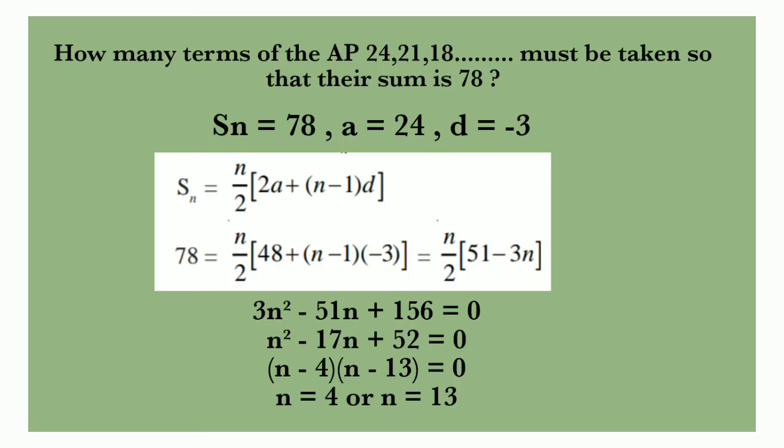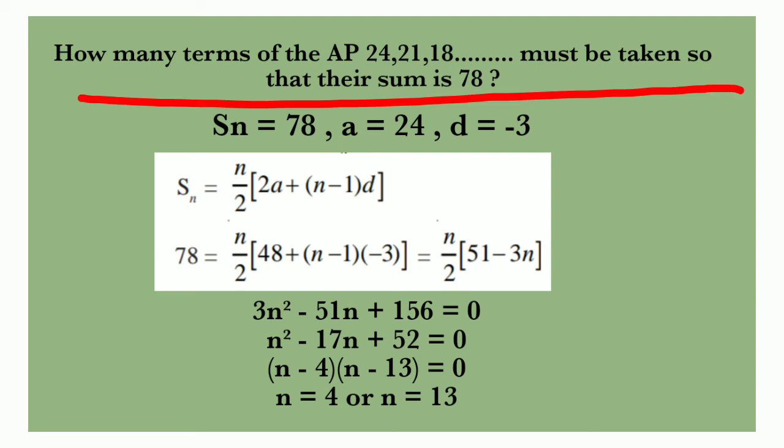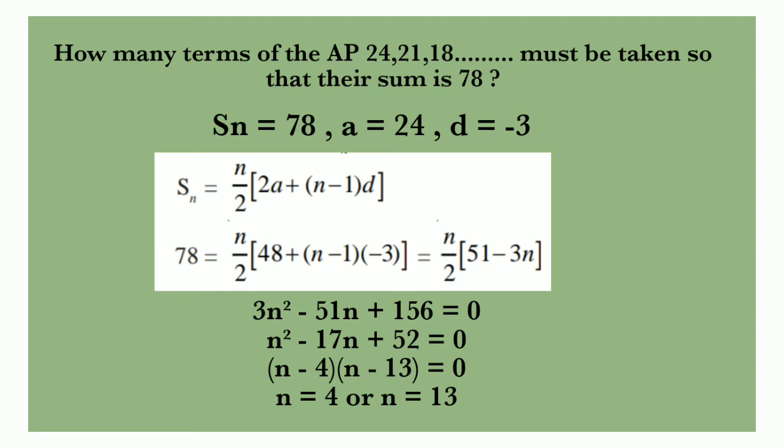Okay. The next question: how many terms of the AP 24, 21, 18, etc. must be taken so that the sum is 78? What is the question? We have to find how many terms, that is n, the small letter n. Here the given measurement is Sn equal to 78.